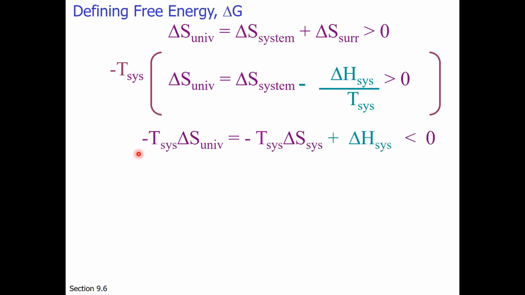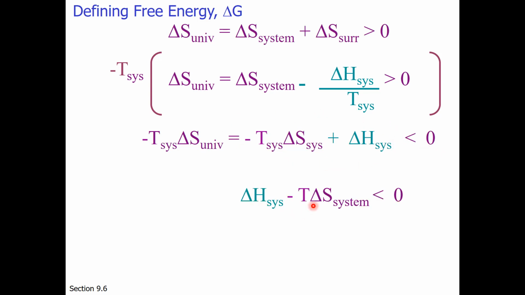I will have a term here that is minus temperature of system times the entropy change of the universe, and this will be equal to minus the temperature of the system times the entropy change of the system. Then a minus times a minus gives us a plus, and this temperature of system goes away. So we have plus the enthalpy change of the system. And remember, when you use a negative multiple on an inequality, you change the inequality direction. So this sum is less than 0.